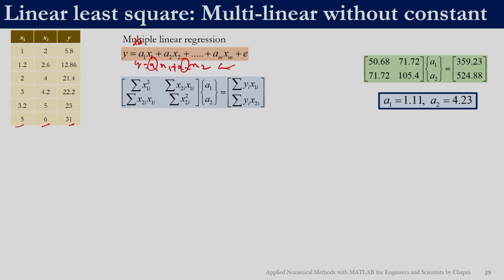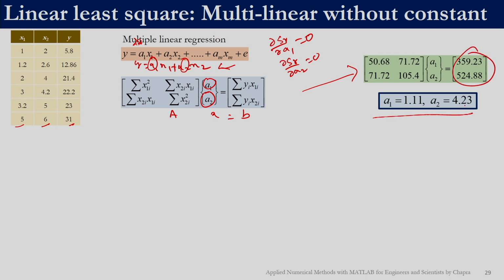So, if you do dou SR by dou a1, dou SR by dou a2 and equate them to 0, you will get two linear equations in two unknowns a1 and a2, and if you write them in the conventional Ax equal to b form, this is what we will be getting. So, the matrix which we got is this one, this is the A matrix, this is the right hand side vector, and this was the solution.